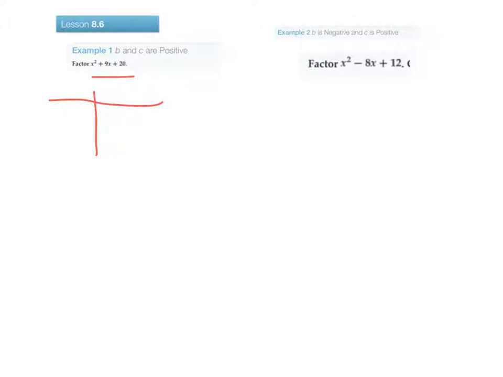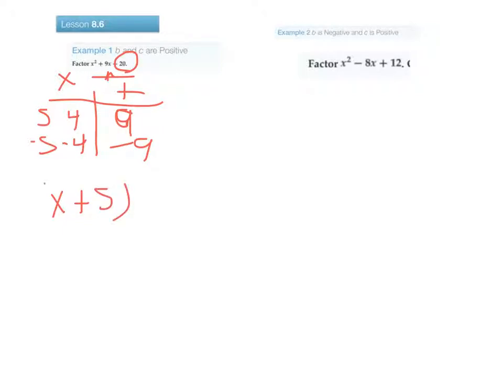And what we want to do is find two numbers that multiply to give us 20. So for example, 5 and 4, -5, -4. And then when you add those numbers up, I get 9, I get -9. And when you find this to be the middle number, you found your factor. So the 5 and the 4 give us the 9. So my answer is x plus 5 and x plus 4.